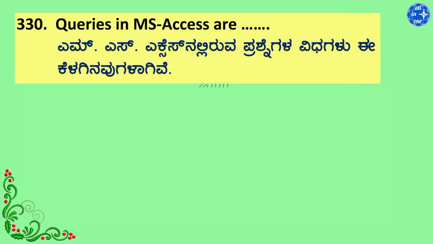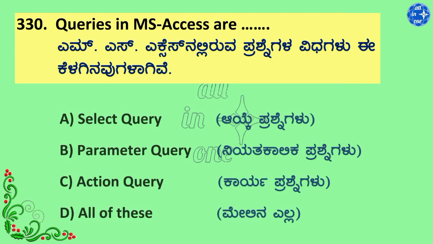Question: queries in MS Access are dash. Option: select query, parameter query, action query, and all of these. Right answer is all of these.